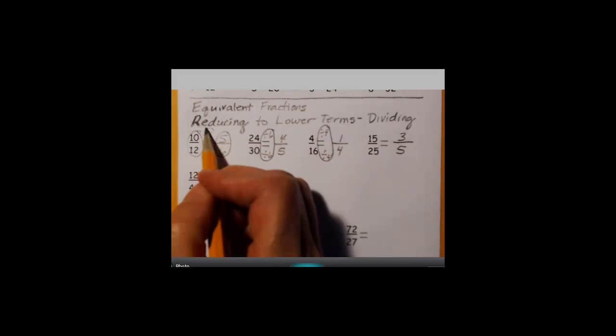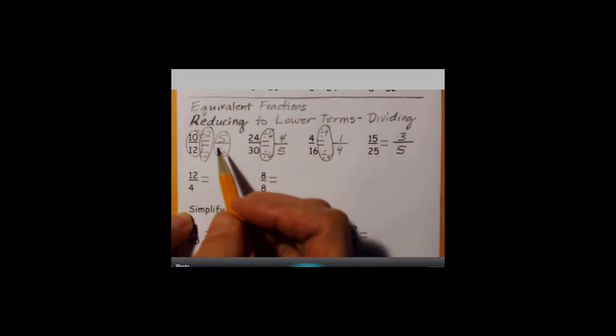This is the ticket in writing equivalent fractions when we are reducing to lower terms. You're dividing both numerator and denominator by the same factor.